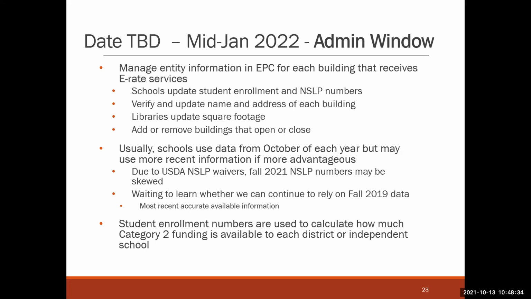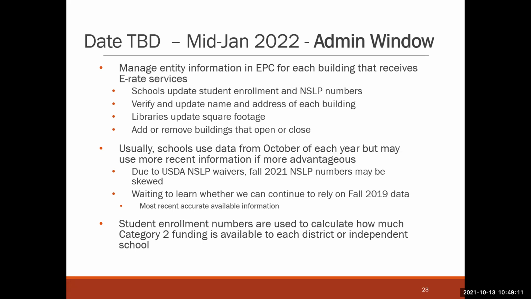Now, usually pre-COVID, schools would use their data from the October before the filing period. So for this year, it would be the October 2021 data. You would then use that, update your enrollment and your NSLP numbers based on that data. Or you were even allowed to use more recent data. Like if you had an influx of students after your October data, you could use that more recent data.